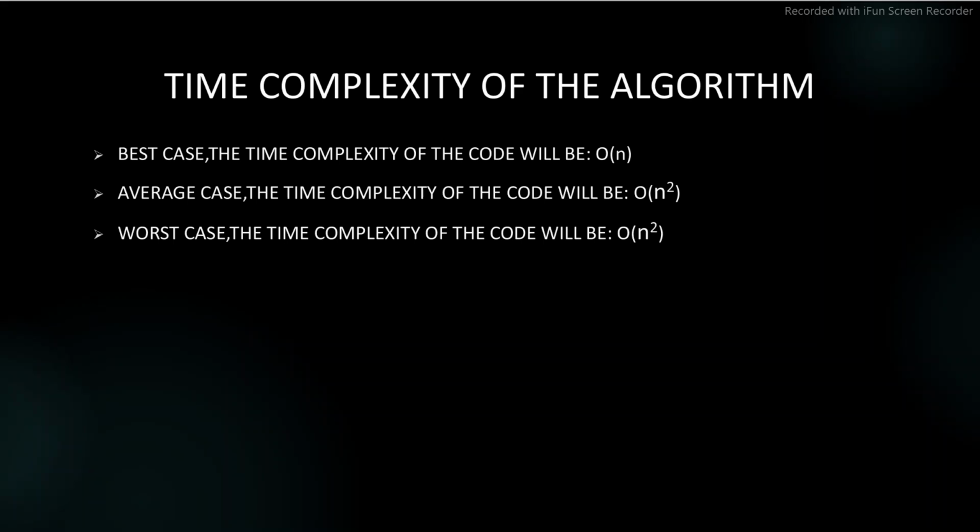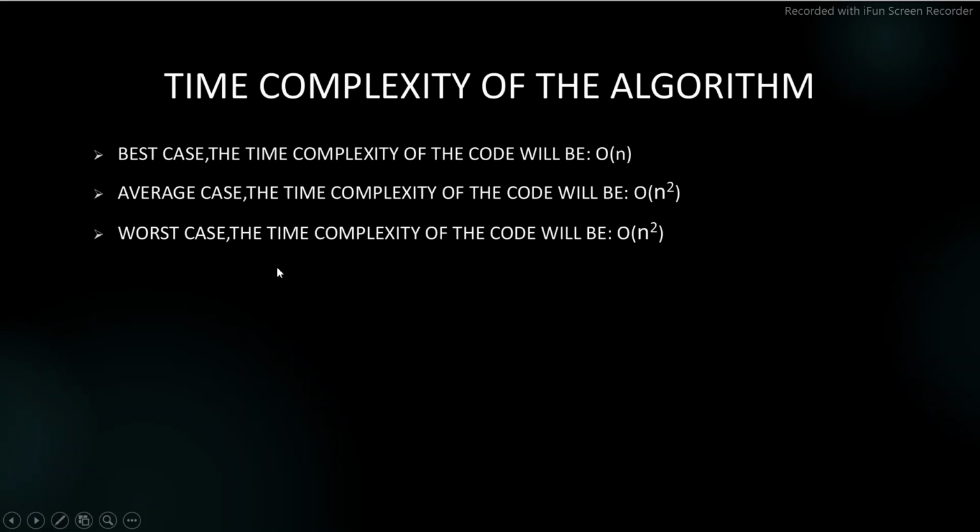And this is how swapping is done. Time complexity of an algorithm. In the best case, we can say that the running time of this algorithm will be the running time of the statements in the nested loop. After many mathematical calculations done using polynomials, we derive the following conclusion. Best case, the time complexity of the code will be O of n.